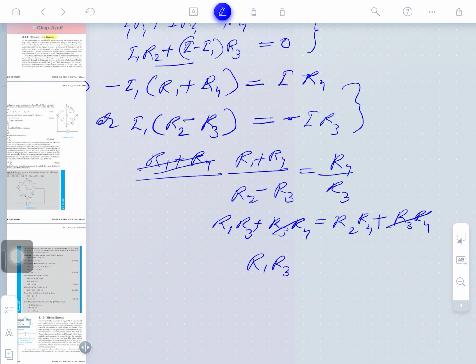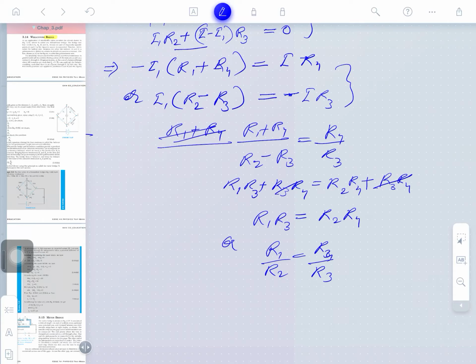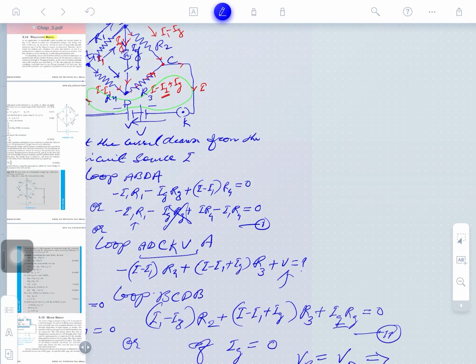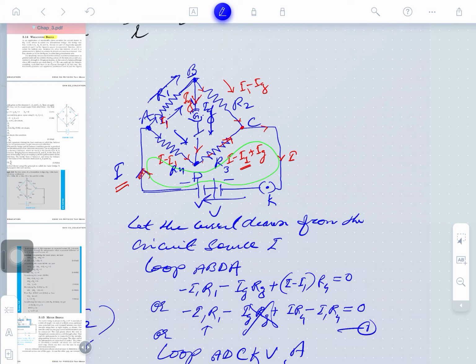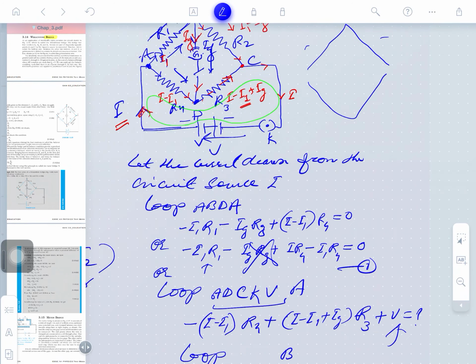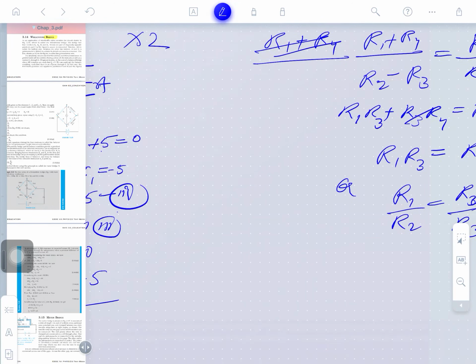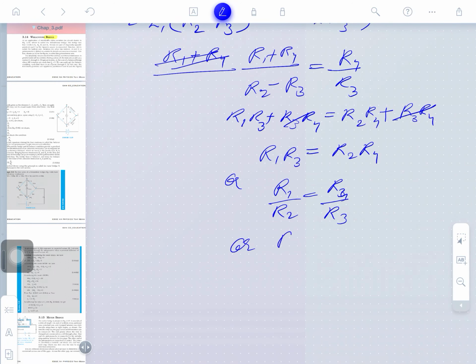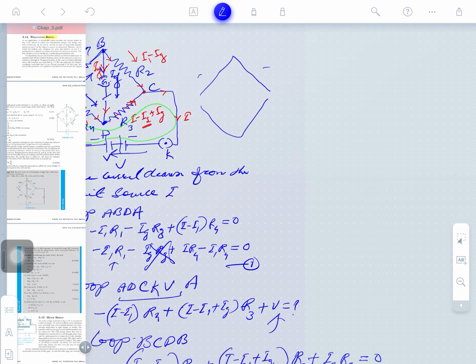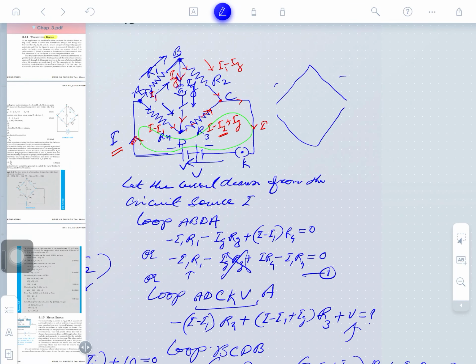So here we will have R1 R3 and here R2 and R4. This can also be written as R1 by R2 equals R4 by R3. You may understand what typical relationship is coming. 1, 2: you may see this and this are 1, 2, meaning these two resistances are equal to these two resistances. This can also be taken as 1 by 4 and 2 by 3. Which are 1, 4? These two are 1, 4 and 2, 3.